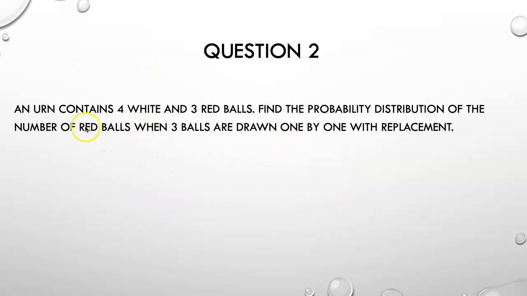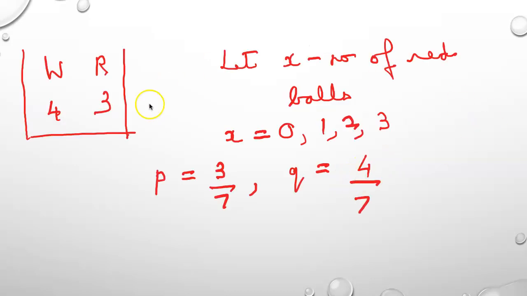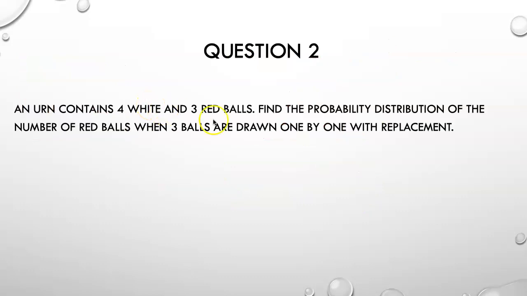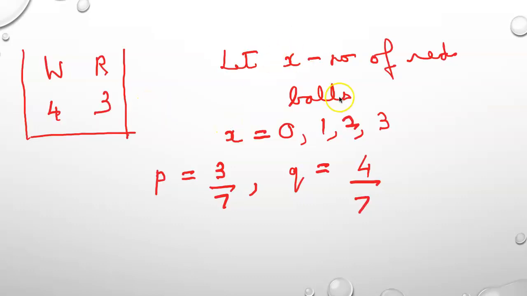Next question, an urn contains 4 white and 3 red balls. Find the probability distribution of the number of red balls when 3 balls are drawn one by one with replacement. Whenever we get the word with replacement, it means that it is a binomial distribution. That is what you need to remember. So we have 4 white and 3 red balls, and you are drawing 3 balls. So if x is the number of red balls, x can take value 0, 1, 2, 3.